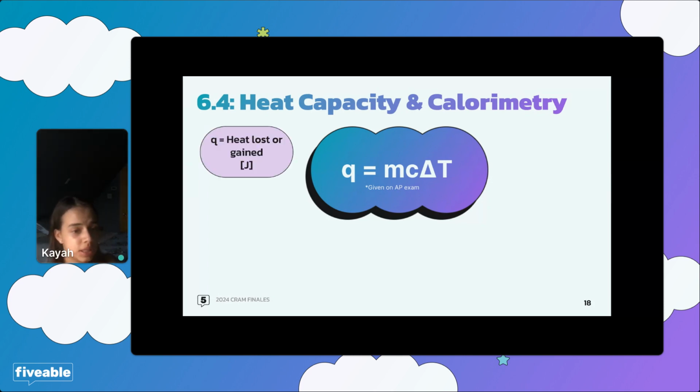So just to go over what the different variables represent, Q stands for the heat lost or gained, and this is in joules unless they specify otherwise.